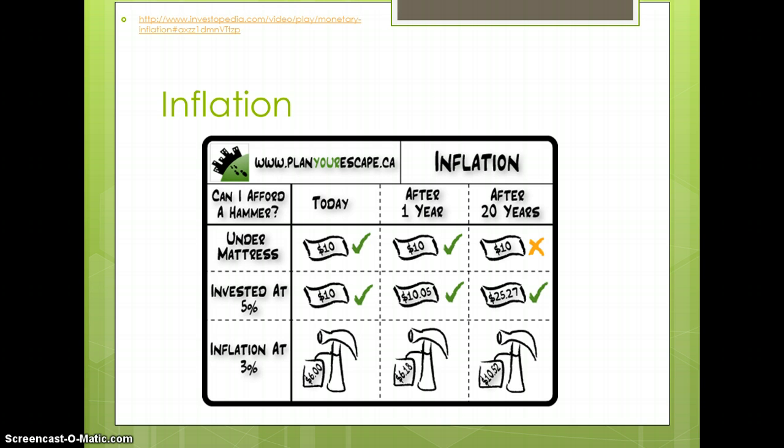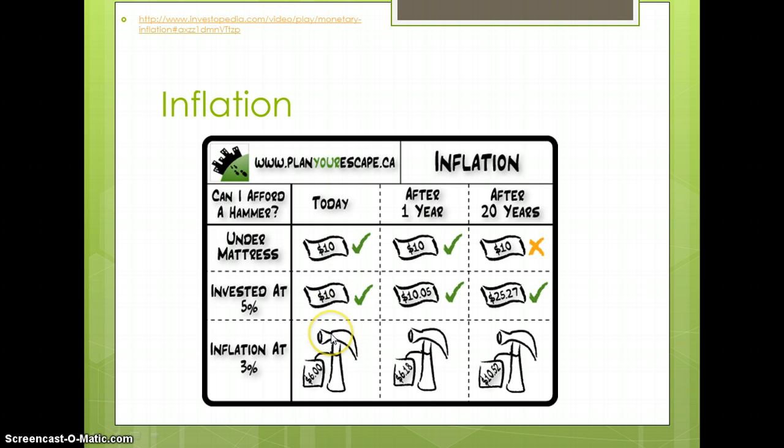Now if we look here, we see inflation, and we look at what you can do with your money. Can you afford to buy a hammer? So let's take a look at the hammer and what happens to your money. If you have $10 today, that means you invested at 5%, still $10 today, you don't get any money yet. And if you want to buy that hammer, it costs $6, so $4 left over. So maybe I want to buy the hammer.